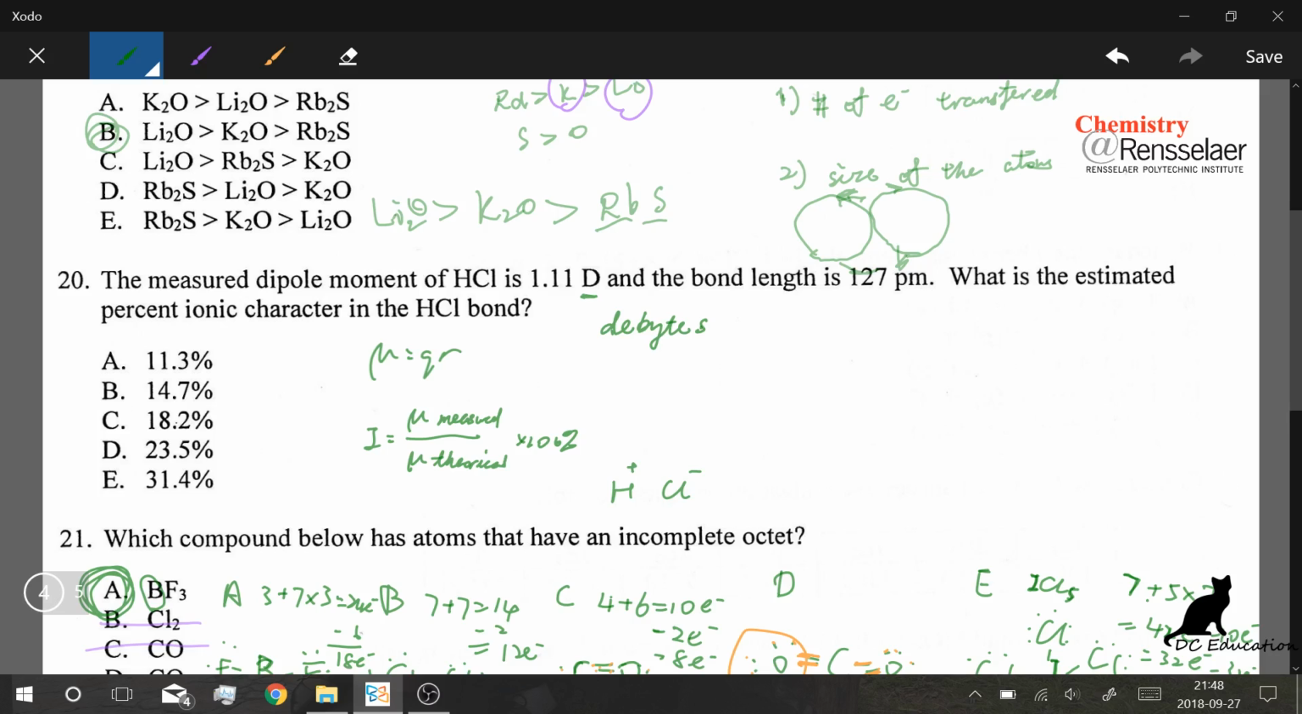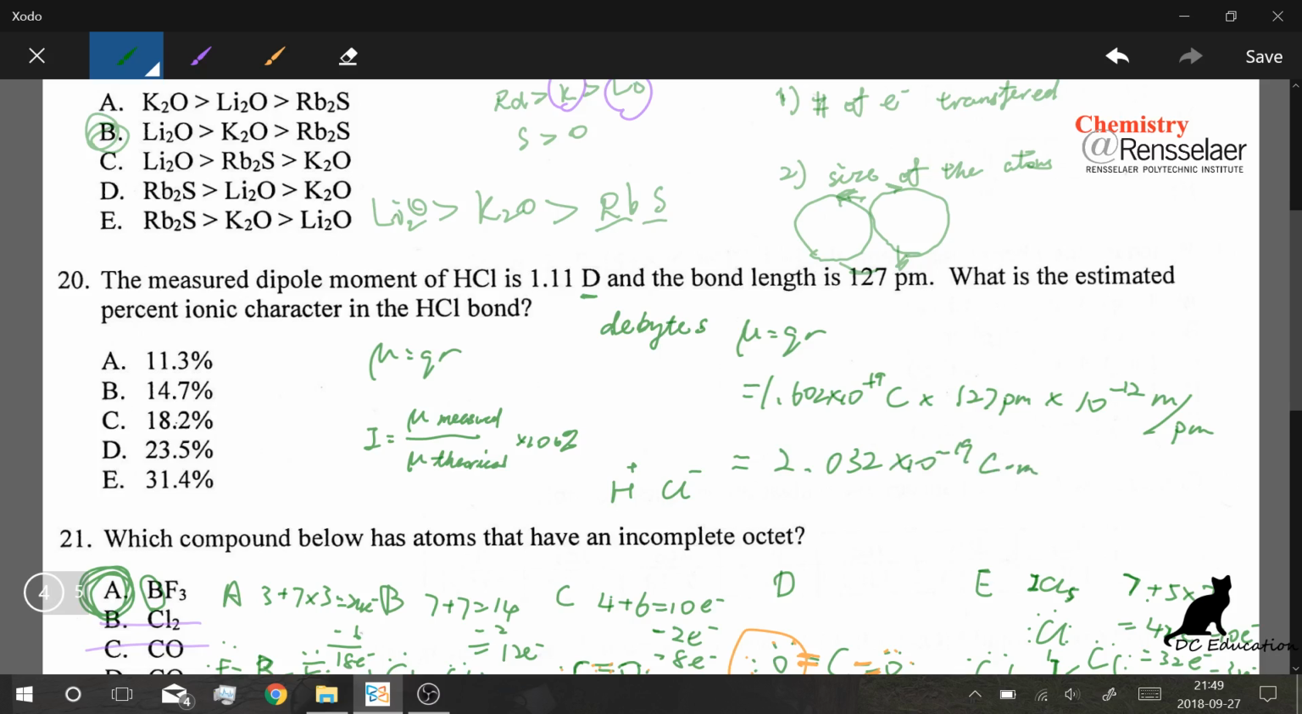QR, and I just rewrote this equation over here, and let's do it. It equals 1.602 times 10 to the negative 19 coulombs times 127 picometers times 10 to the negative 12 meters over picometer, which gives us 2.032 times 10 to the negative 29 coulomb meters.